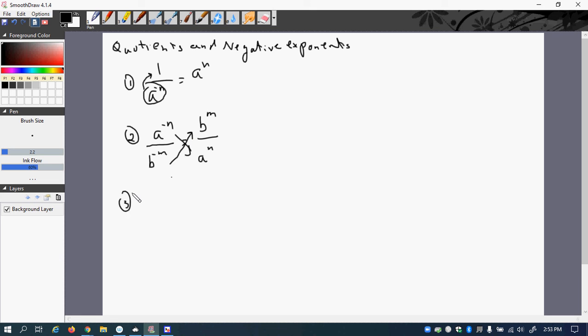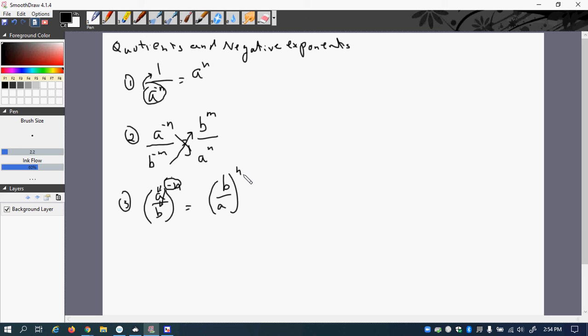So number 3, we have a over b to the negative n. That's just telling you that this negative n goes to both, and it's just like number 2. So we would switch it to b to the n over a. And these are the last 3 rules that we are talking about.